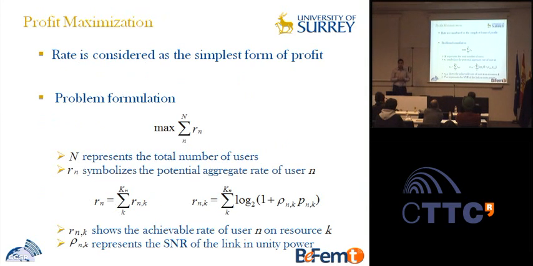So after talking about the cost minimization, another form of representation would be profit maximization. The rate can be considered as the simplest form of profit that we can consider in the system. In this context, the problem can be formulated as maximizing the total rate in the system. And again, N here represents the total number of users, and Rn symbolizes the aggregate rate of a user. And as you can see here, the eventual rate that the user is getting depends upon the achievable rate on different resources.